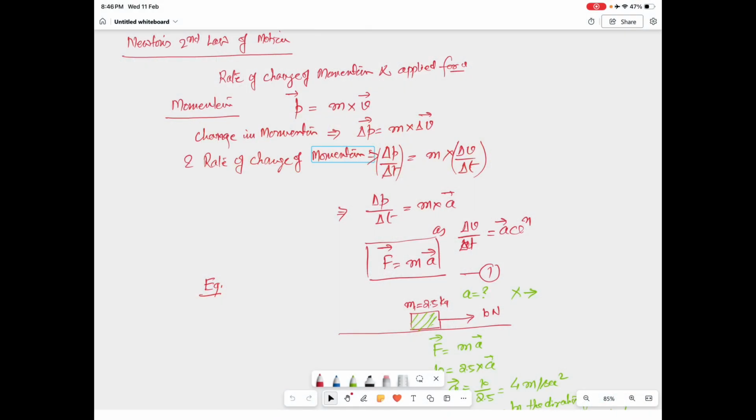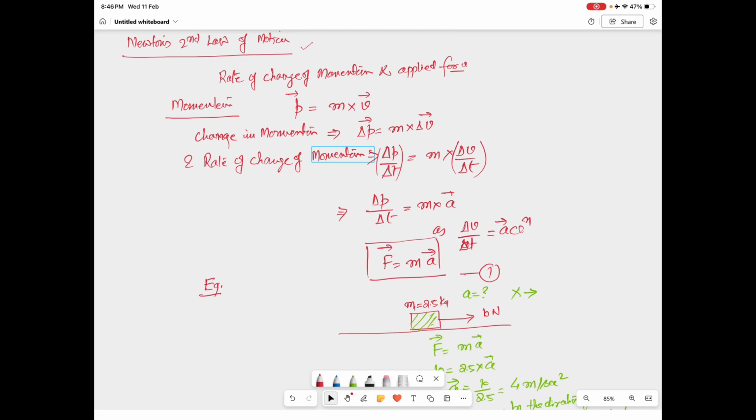Let us start. Newton's second law of motion, as it is written here, says that the rate of change of momentum is directly proportional to the applied force. So what is momentum? Momentum is nothing but mass into velocity, and momentum is always in the direction of the velocity. So if there is a change in velocity, there will be a change in momentum, which is given by delta p is equal to m delta v.